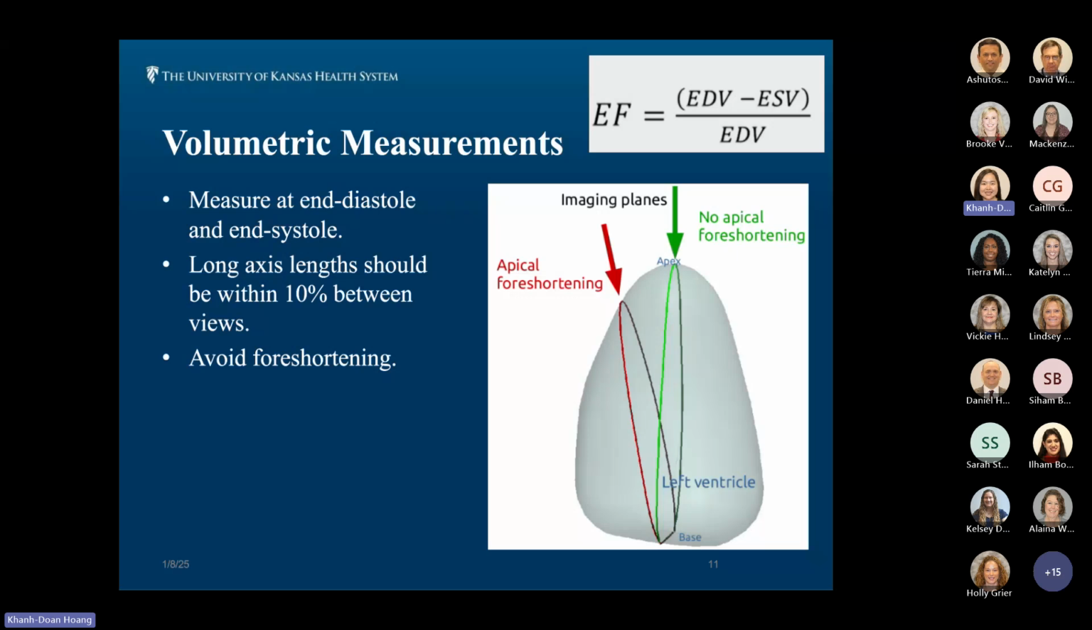They're hooked up to multiple lines. They have circulatory support devices present, and patient cooperation is going to be a key factor as well. And if you're foreshortened, the apex is going to look much thicker.